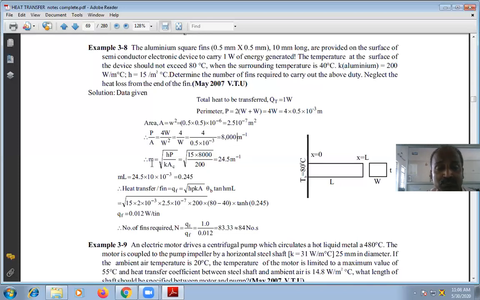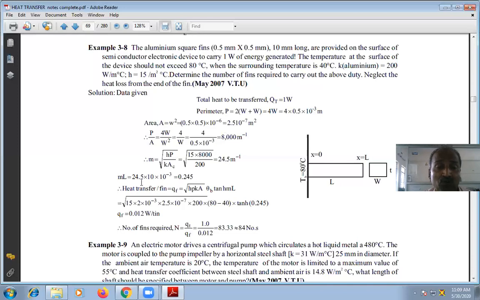Now our constant m is root of h into P divided by K into A. So h is available, that is 15. So here convective heat transfer coefficient. Why is convective heat transfer coefficient given? Because heat is released to the surrounding air. Whenever there is a fluid, naturally h will arrive. So that is 15 given. P by A is already calculated. K is 200. So naturally the m constant is 24.5 per meter.